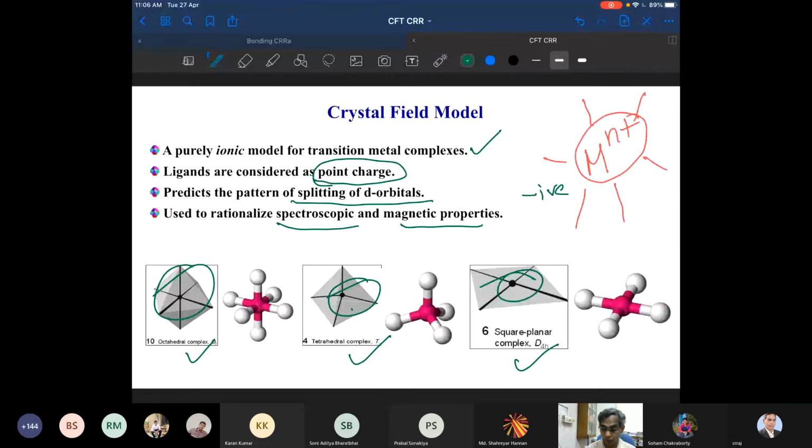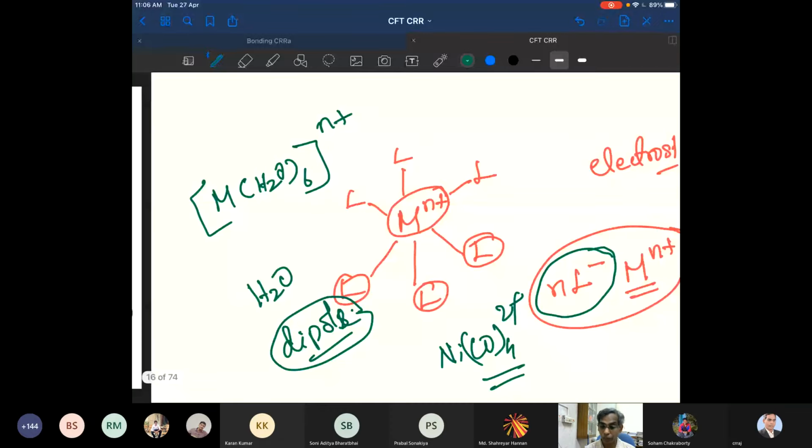Again, I repeat, it is the spectral property and the magnetic property. Okay, now it comes here, right?